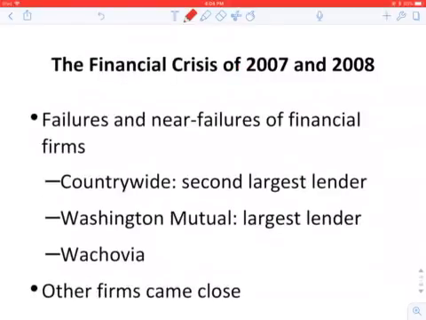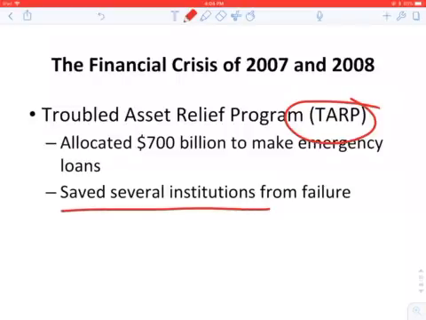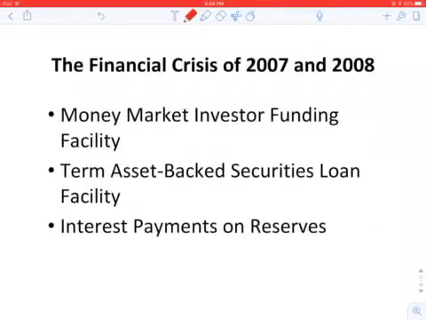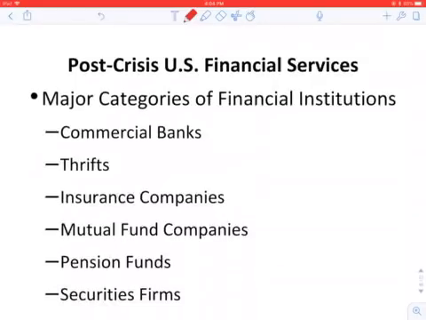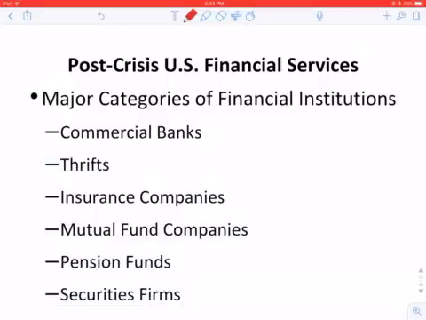We can kind of skip the rest. This is getting a little bit more specific. I've talked about TARP, the Troubled Assets Relief Fund. So this was when the government purchased a bunch of those troubled assets in order to save institutions from failure. We don't have to worry so much about this any longer, nor do we have to worry about that. And we're going to skip this for the time being. Oops, sorry about that.